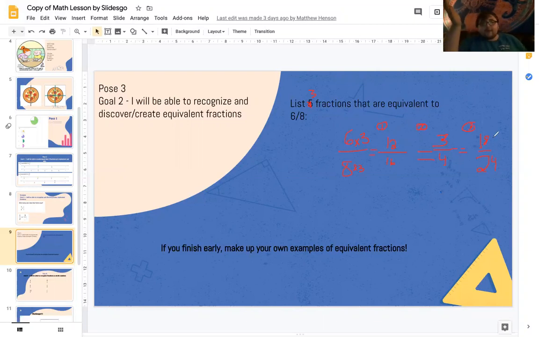So I found 3 fractions that are equivalent to 6/8 by multiplying by 2, dividing by 2, and then multiplying by 3. So it's not too bad.